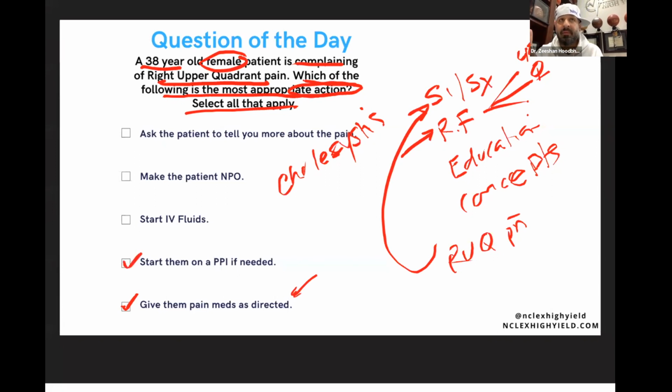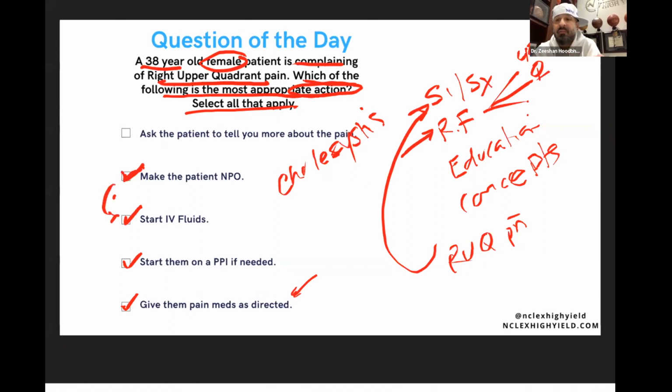Well, I make them NPO because I have to give their GI a rest. What's the other reason why we do that? Make them NPO. What if we have to do surgery? Yeah, 100%. So I make them NPO, but if I do that, I've got to start them on IV fluids.